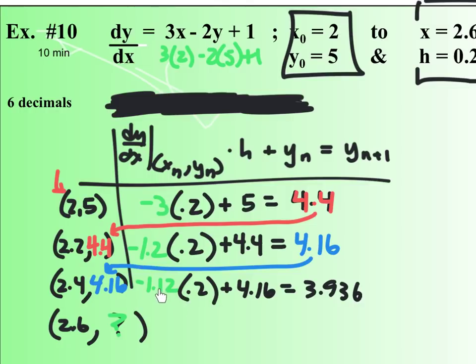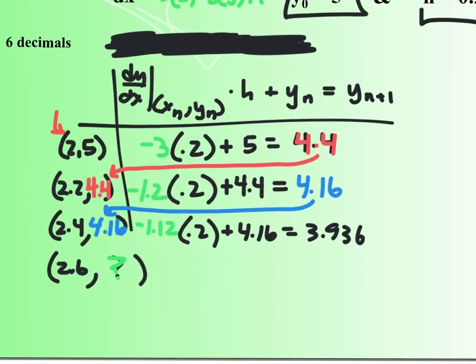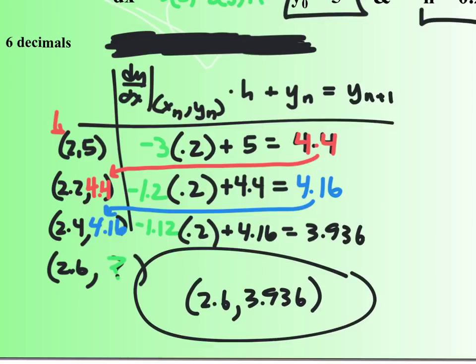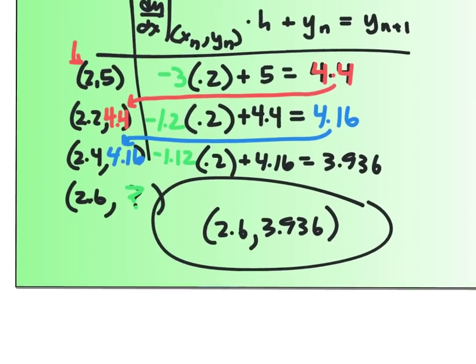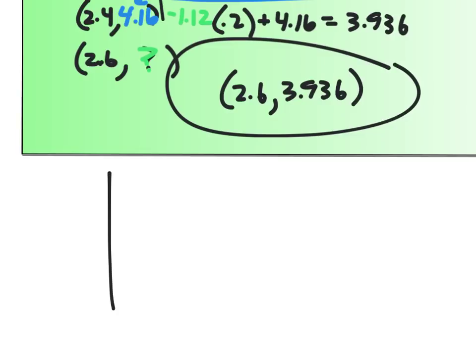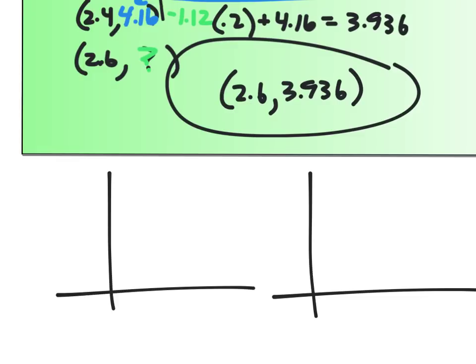Derivative with respect to x, dy dx, the slope would be this, times 0.2 plus 4.16 equals 3.936. So it looks like my estimate in this case for 2.6 for x would be 3.936. Now what I'd like to bring to your attention is how do I know whether or not this is an overestimate or an underestimate? Overestimates and underestimates have to do with concavity, which is the second derivative.